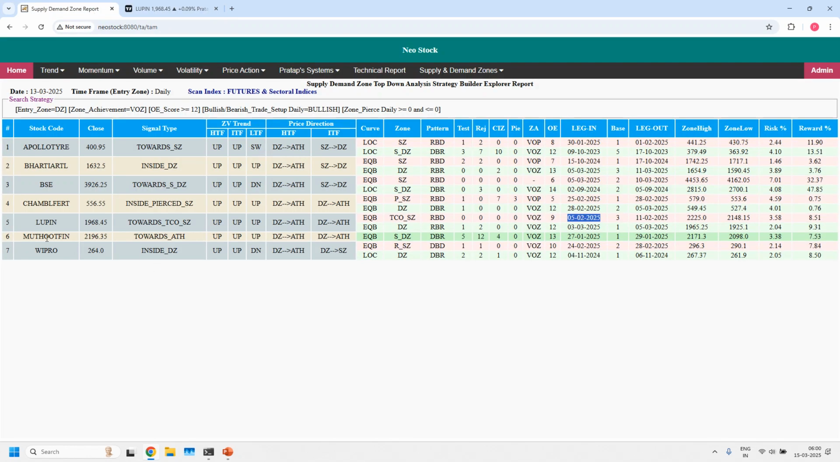Okay, next one is Muthoot Finance. Muthoot Finance is an all-time high daily demand zone. See, it does not have any supply zones. And moreover, this zone is already tested 5 times. More than 5 times, because the test includes rejections also. Probably maybe 12 times this zone might have been tested, or even more than 12 times by including these tests also. Okay, anyway, 27/1/2025 is the leg-in. After that, one base candle.